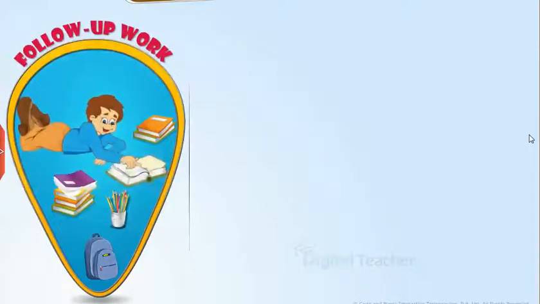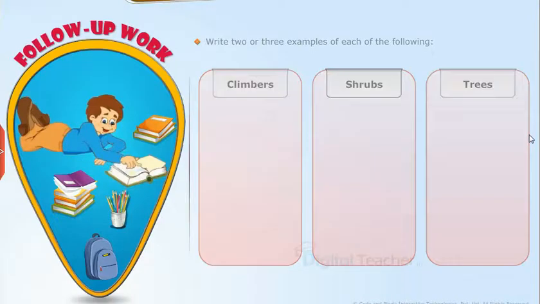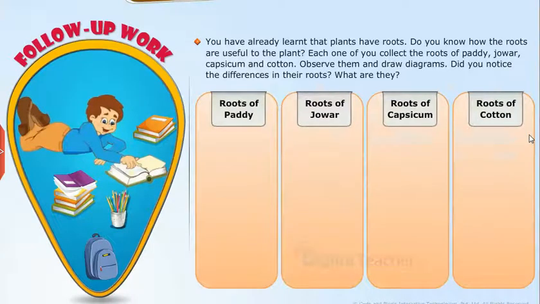Follow-up work. Take up the following activities. Write 2 or 3 examples of each of the following. You have already learned that plants have roots. Do you know how the roots are useful to the plant? Each one of you collect the roots of paddy, jowar, capsicum and cotton. Observe them and draw diagrams. Did you notice the differences in their roots? What are they?